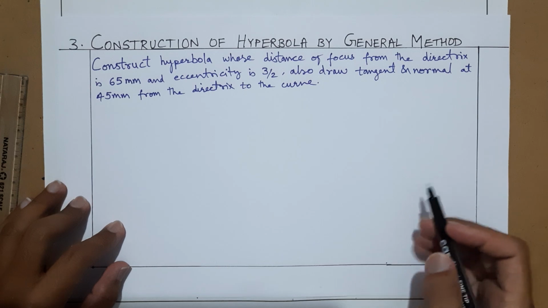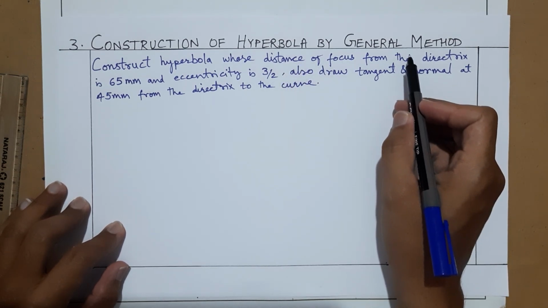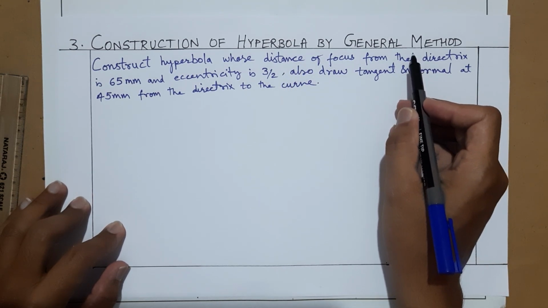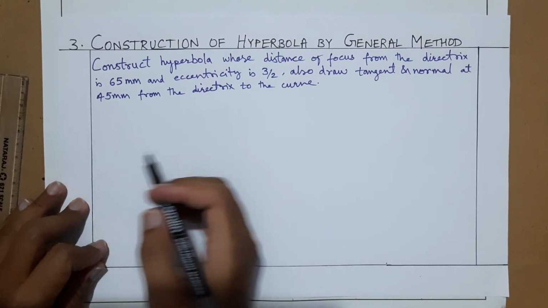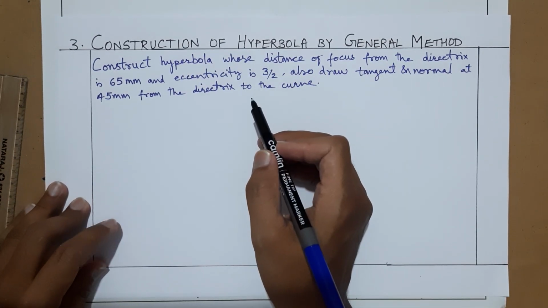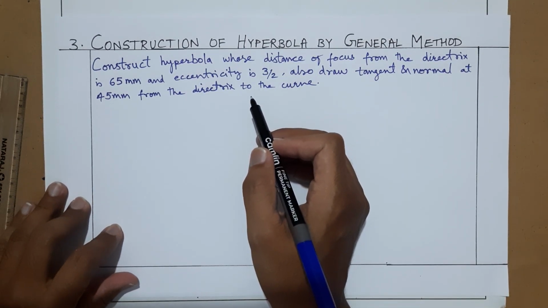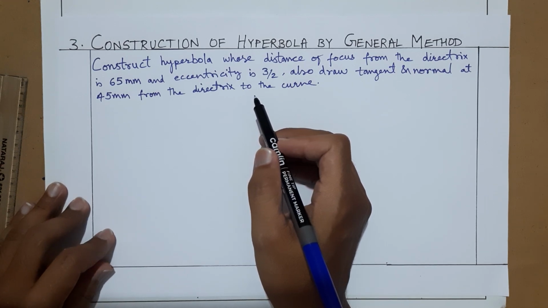In this video we will see how to draw hyperbola by general method. General method is also known as eccentricity method, because in this method eccentricity is given, same as ellipse and parabola, which were the previous problems which we have discussed.